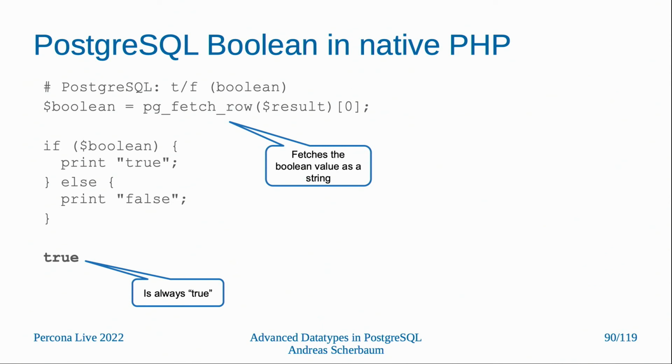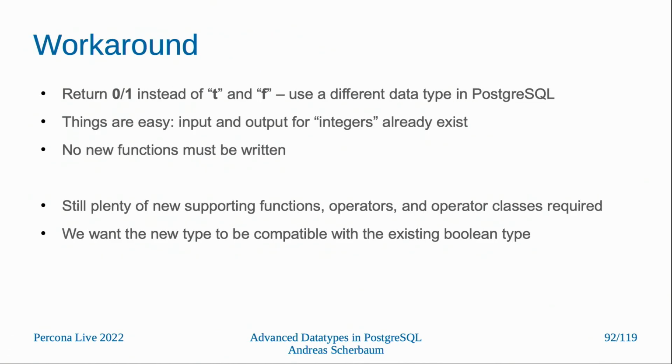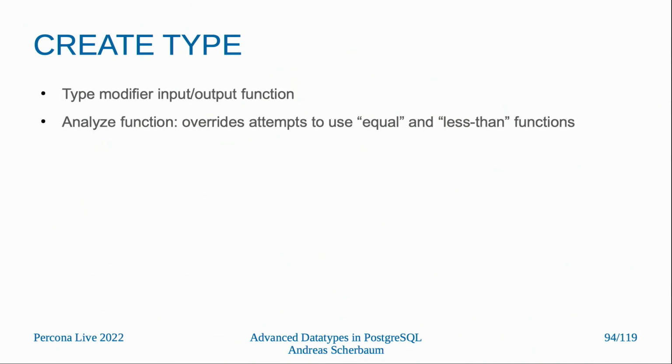Do we want to change every single occurrence of this if construct? No. So we went into the database and we created our own extension. We called it Boolean2. All we need for this to work is an input and an output function. So we basically need to tell Postgres how to get values into this type and how to represent the values. And the receive and the send function is there so that we can have the internal representation of the type.